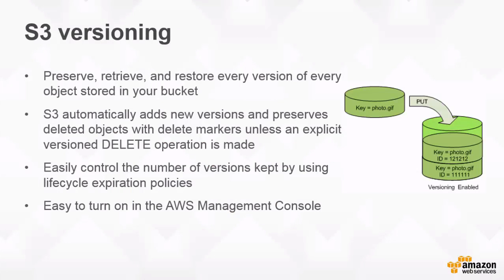S3 versioning is another feature of S3. Versioning augments S3's extreme durability and high availability with logical data protection. Once you turn on S3 versioning on a bucket, S3 will keep a version of all changed objects to protect you from human error or data corruption. You can limit how many versions S3 keeps by leveraging an expiration policy.